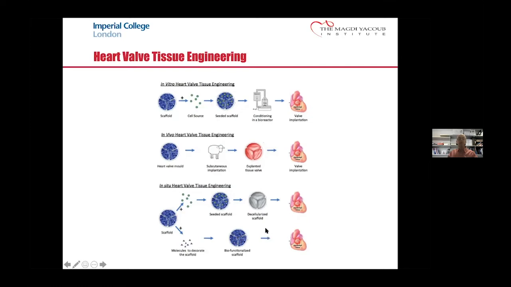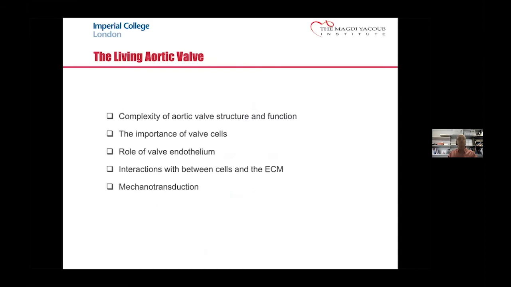So these are the 3 main strategies for tissue engineering, and we'll reflect back on these towards the end of the talk to see how what we've learned and know about tissue engineering or valve biology can be applied to these strategies. So in terms of the heart valve, a living heart valve, we'll cover 5 main areas: the complexity of the structure-function relationship and what it means to heart valve function, the importance of valve cells with particular reference to the role of the endothelial cells, and interactions between cells and the extracellular matrix. And lastly, that leads into mechanisms of mechanotransduction.